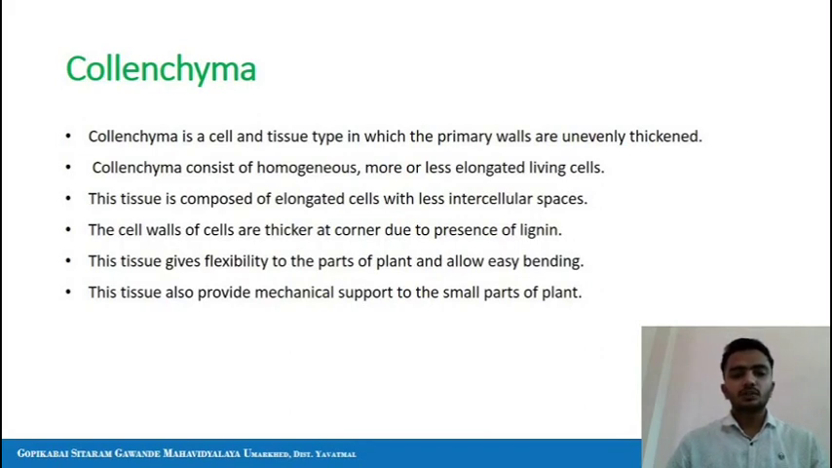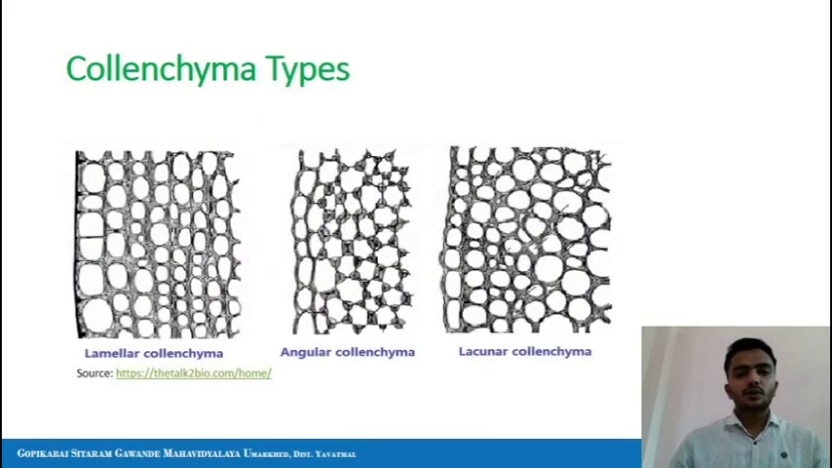This tissue also provides mechanical support to the small parts of the plant, and one of the features of this collenchyma is that it gives flexibility to the plants. And the most important thing is that collenchyma is absent in monocotyledonous plants. Then here you can see the different types of collenchyma.